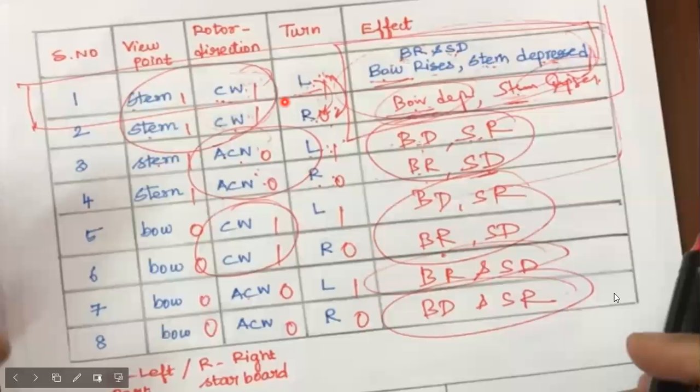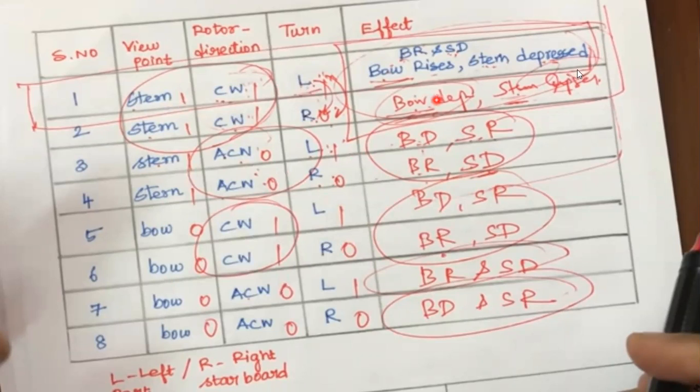Now just look at this tabular column. I will be giving an easy tip to easily memorize this tabular column. We can write stern, stern, stern, stern, bow, bow, bow, bow. Then clockwise, clockwise, anti-clockwise, anti-clockwise, clockwise, clockwise, anti-clockwise, anti-clockwise. Left turn means left to right, left right, left right, left right. It's like a binary number: 1111 0000, 1100 1100, 10101010, like this.